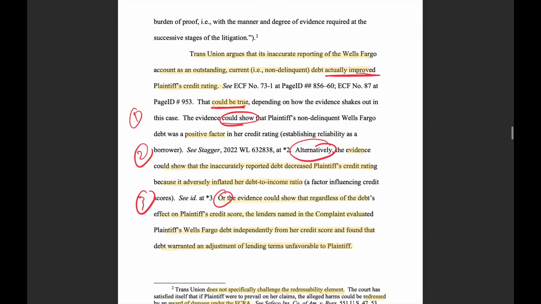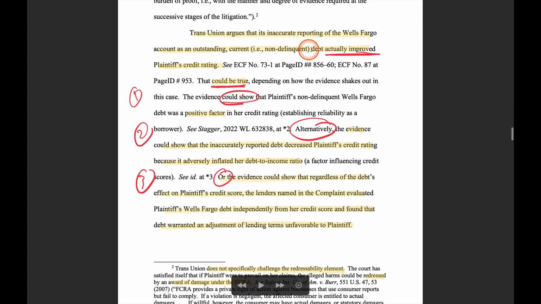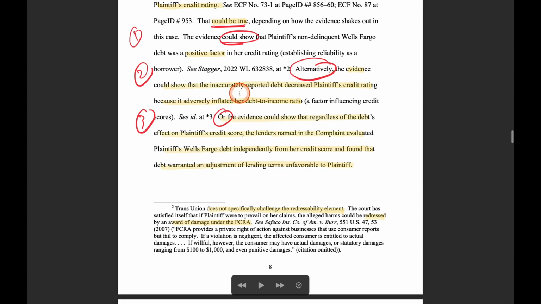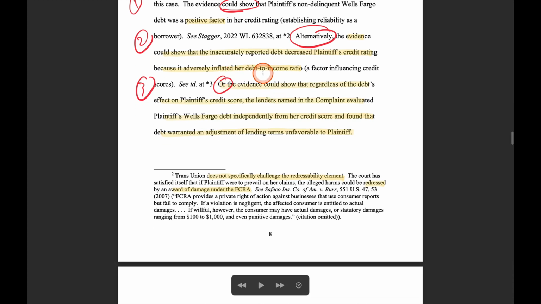All right, so here's the argument about actually improving the rating. And the judge says, well, that might be true. Okay, so it was reported as an outstanding current obligation instead of a discharged obligation. And the judge says, it could be true. Let's see. It could show that the non-delinquent Wells Fargo was a positive factor. Or it could show that it decreased the credit rating because it inflated the debt to income.